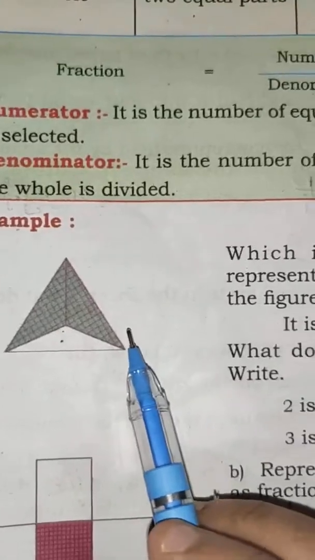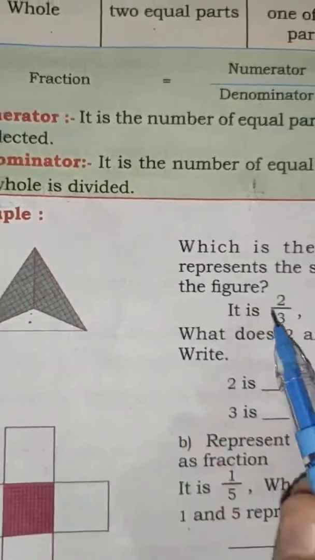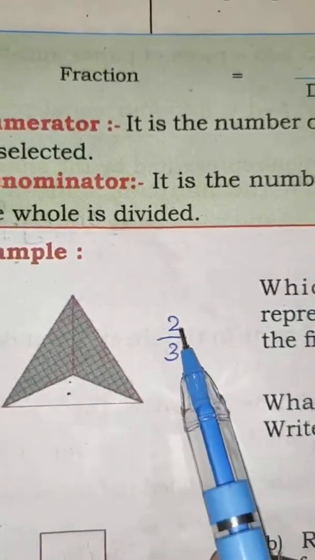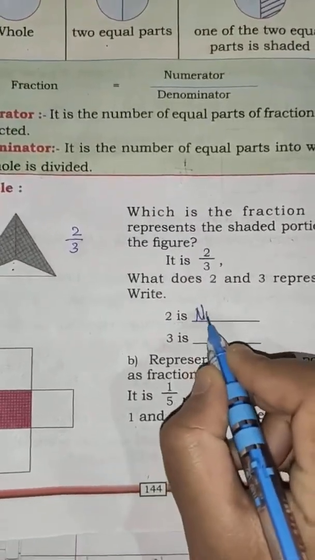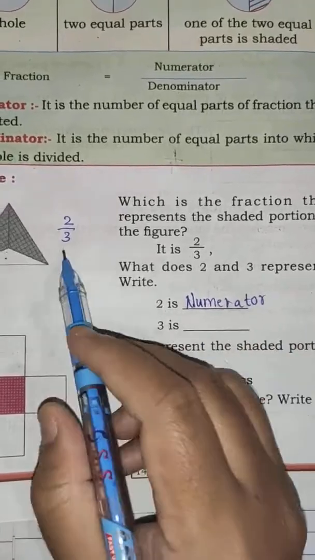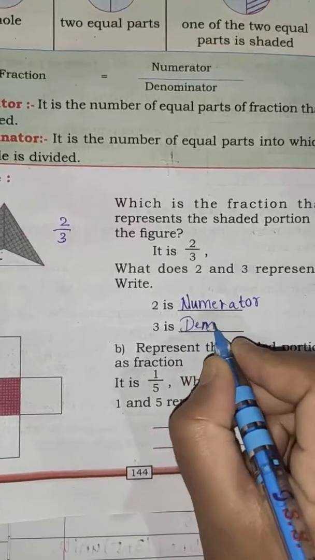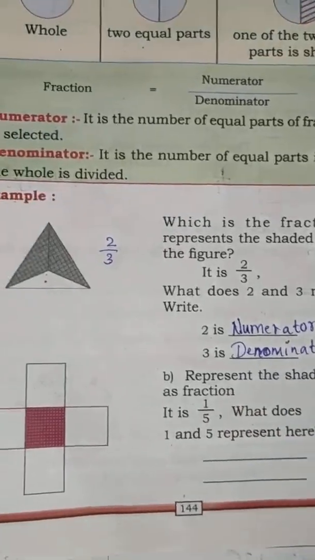Next, what do 2 and 3 represent here? What is this 2 here? We have written the 2, right? It is 2 by 3. So what is this 2 here? It is numerator. So here we will write 2 is numerator. And this 3 is what? Very good. It is denominator. Yes, it is denominator.